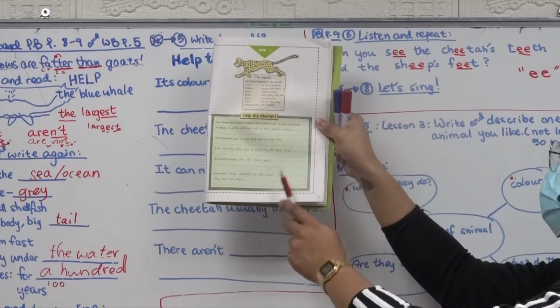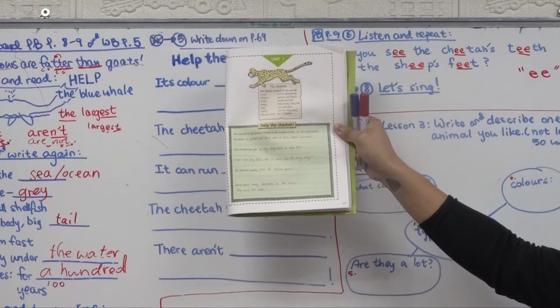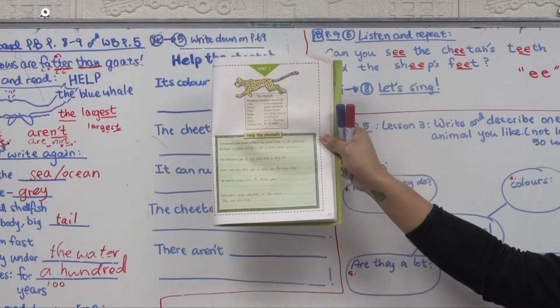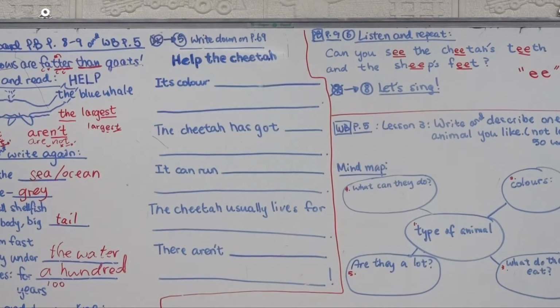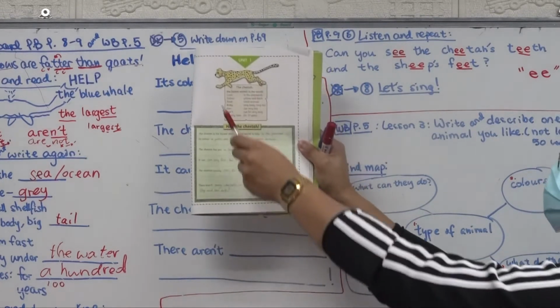Alright, so page 69. It should look like this one. You know how to count, right? After 8 is 9. 68, 69. Alright. So on page 69, the title is Help the Cheetah. And we have these words already, right?